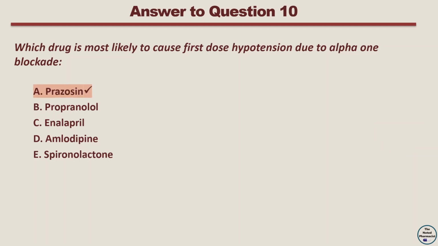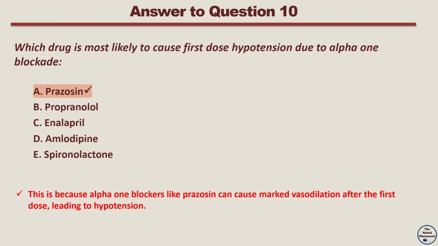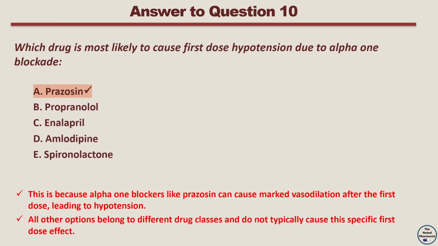The correct answer is option A, prazosin. This is because alpha-1 blockers like prazosin can cause marked vasodilation after the first dose, leading to hypertension. All other options belong to different drug classes and do not typically cause this specific first dose effect.